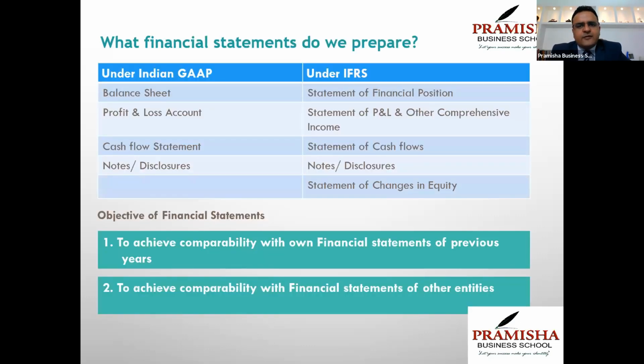As far as financial statements are concerned, we were preparing balance sheet, P&L, cash flow, and schedules in the form of notes to accounts. Under IFRS or IndAS, we are required to publish 4 statements, and anything which we could not publish in these 4 statements, we'll be disclosing them in the notes to accounts. We'll be required to publish statement of financial position, statement of P&L, and other comprehensive income. I'll talk about what is other comprehensive income as I progress.